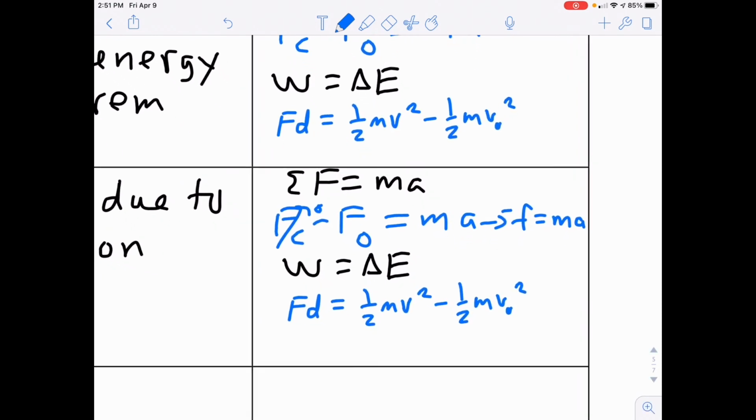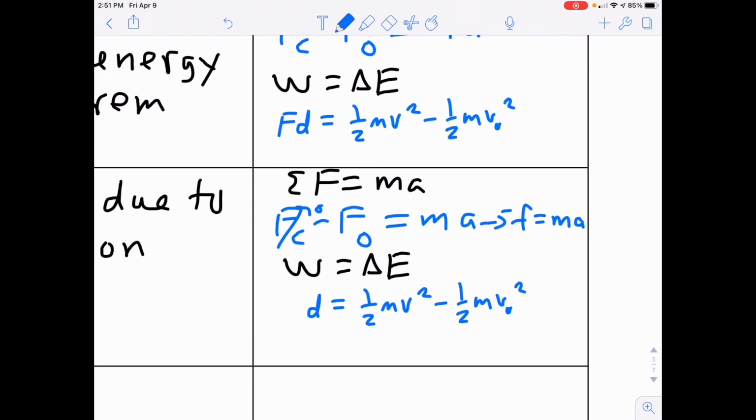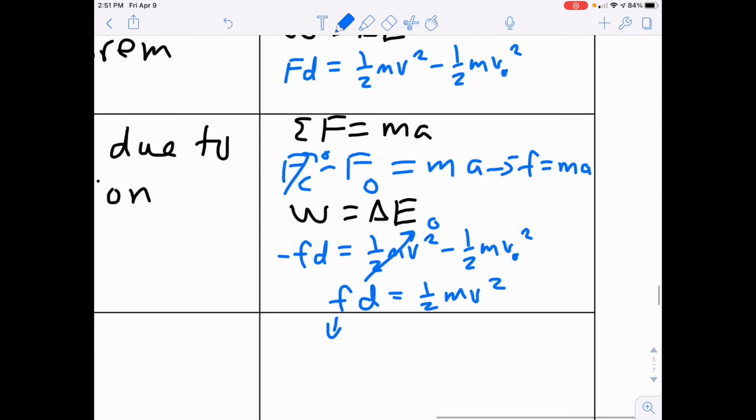And specifically, the force would be a friction force. And since opposing forces do negative work, it's negative force times distance. And there is no final kinetic energy because it comes to rest, so negative force times distance equals a negative 1/2 mv squared, or force times distance equals 1/2 mv squared, where that force is friction. And yes, you could turn that into mu times normal force in a substitution as well.